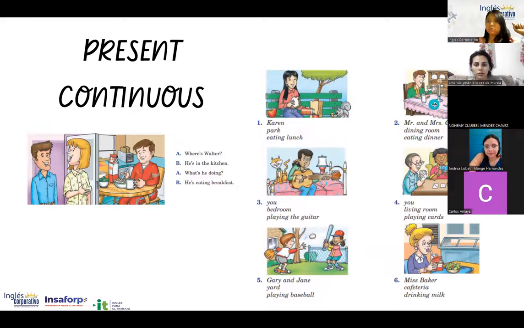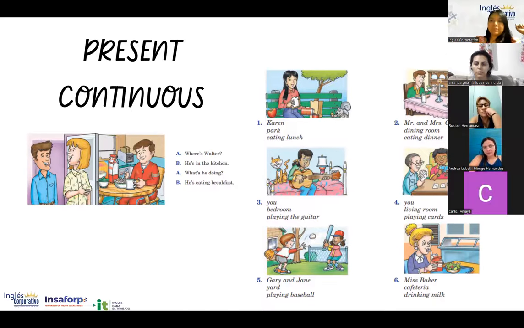What are they doing? Which is the answer? What are Mr. and Mrs. Clark doing? They are eating dinner. In the dining room. Excellent. Okay, so they are eating dinner in the dining room. Yes, very good. All right.